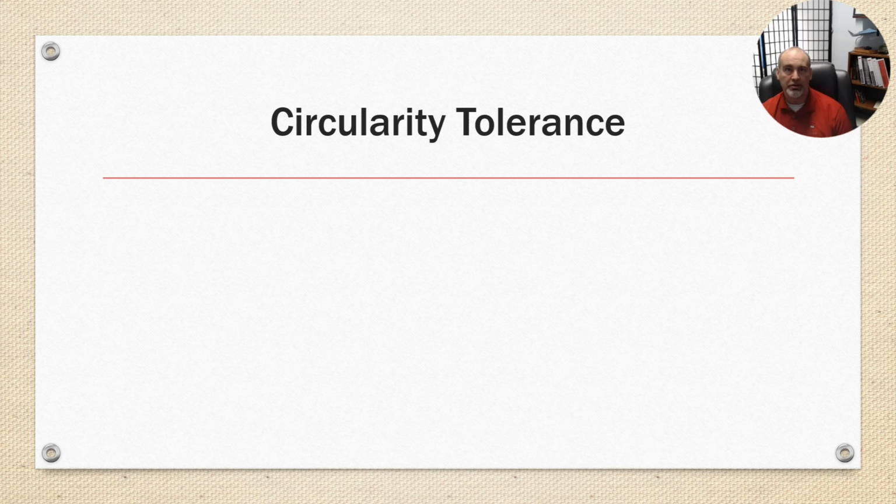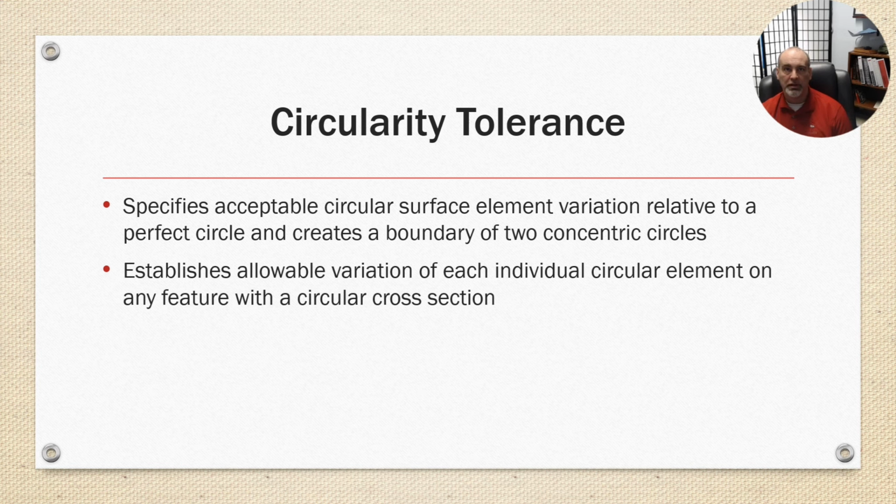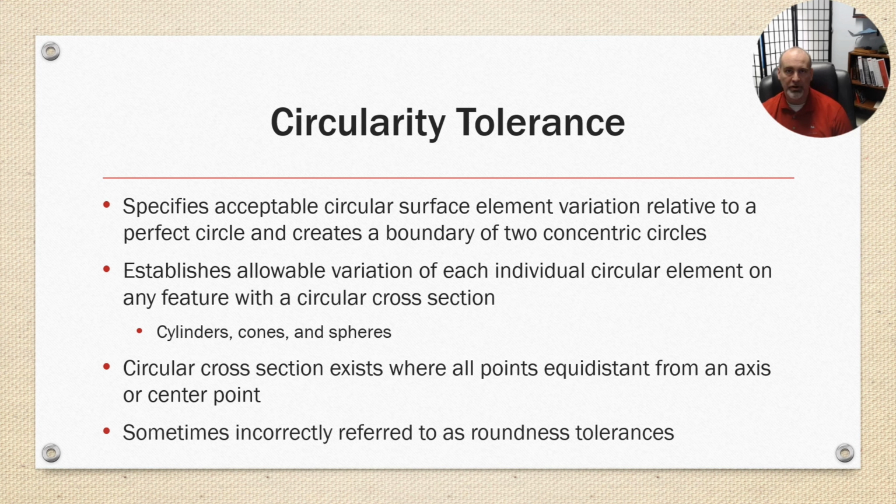Okay, circularity tolerance specifies acceptable circular surface element variation relative to a perfect circle and creates a boundary of 2 concentric circles. Establishes allowable variation of each individual circular element on any feature with circular cross-section. And cylinders, cones, and spheres are included. Circular cross-section exists where all points are equidistant from the axis or center point, and sometimes incorrectly referred to as roundness tolerances.